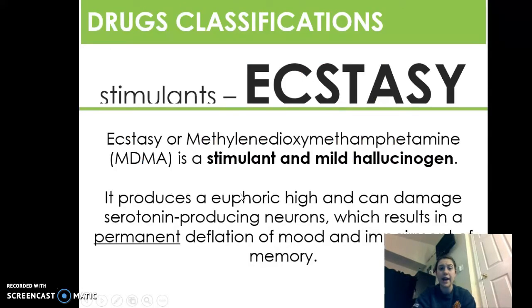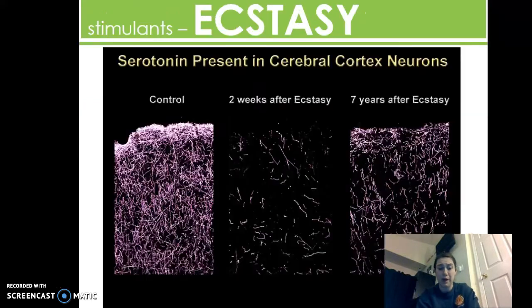All right, ecstasy is a stimulant, or methylenedioxymethamphetamine, MDMA. It's also a mild hallucinogen, so it produces this euphoric high, which actually can damage your serotonin-producing neurons in the long run. So when you're not high on ecstasy, you have a permanently depressed and deflated mood and impaired memory. Ecstasy really messes you up in the long run. This is something that is really horrible for your body.